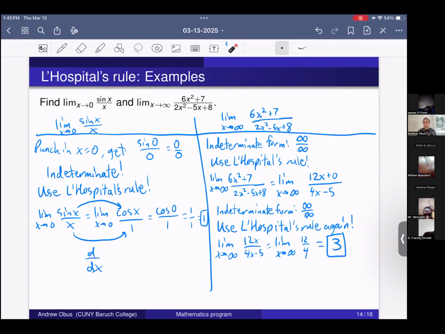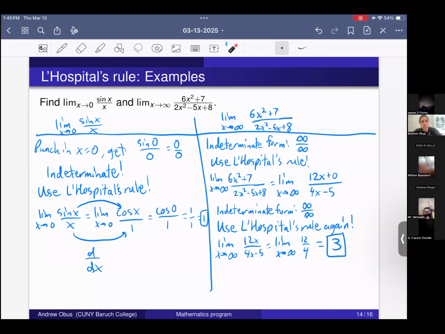Yes, Rash. So if you use the infinity method by dividing by the higher power, like 6s squared divided by s squared plus 7 divided by s squared, in both the numerator and denominator... Right, that was the original way we had before L'Hopital's rule. That's how we did it before, when we did these limits in the fall. Other questions?